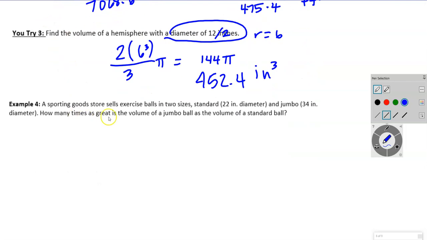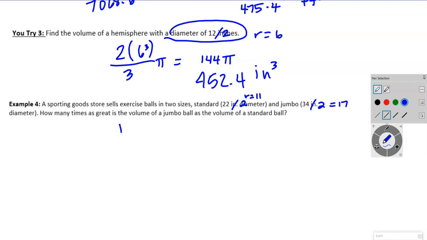All right, this next one says a sporting goods store sells exercise balls in 2 sizes. Standard, which is 22 inches in diameter, and jumbo, which is 34 inches in diameter. How many times as great is the volume of the jumbo ball as the volume of the standard ball, okay? So first I'm going to divide this by 2 because that means my radius here is equal to 11. And I'm going to divide this by 2, and that's going to be 17, okay?